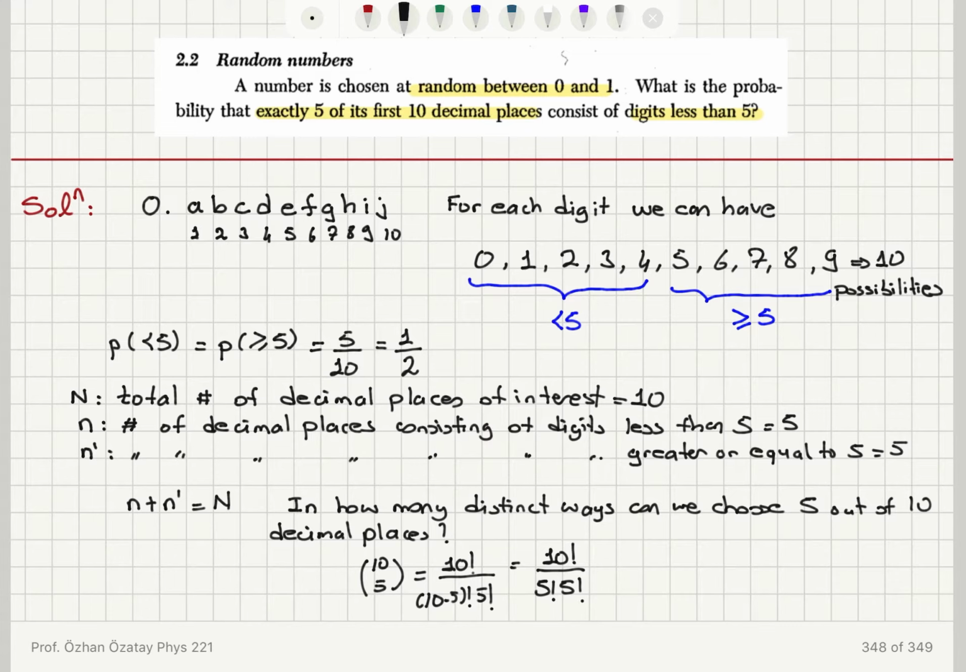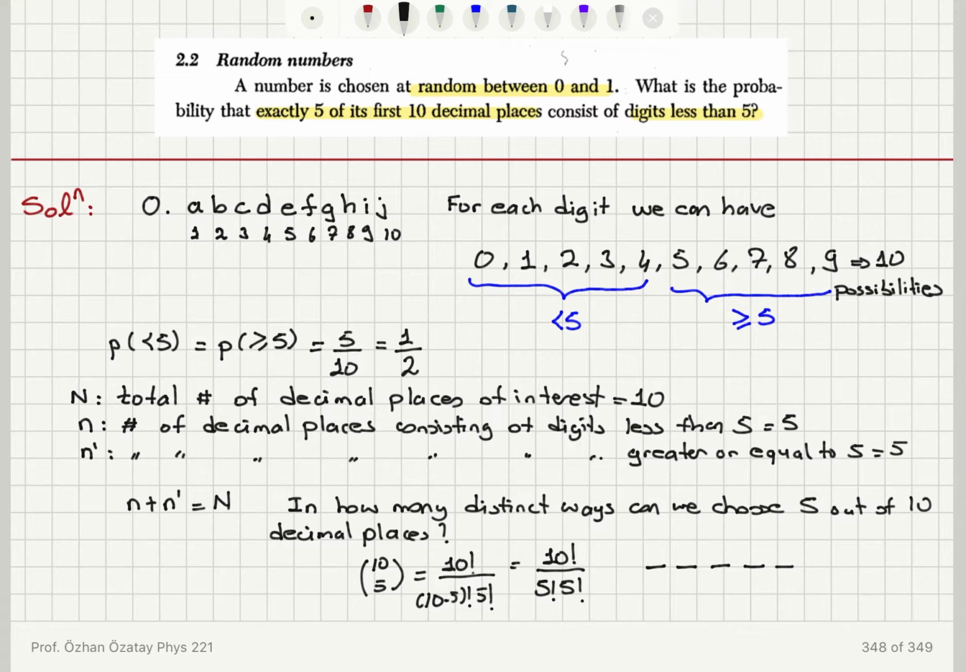And now, given that we have chosen 5 digits, what is the probability that all 5 of these decimal places will have a digit less than 5? Well, for each one, the probability of having a value less than 5 is 1 over 2. So for 5 of them, it will be 1 over 2 to the power 5. So we have chosen 5 decimal places, 1, 2, 3, 4, 5, and each of them will have a value less than 5.